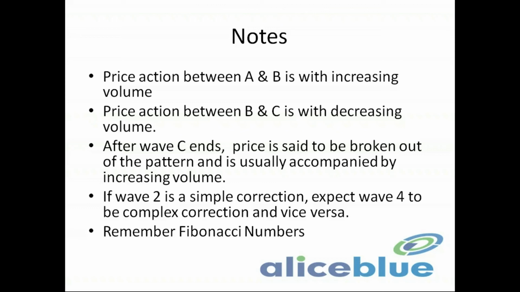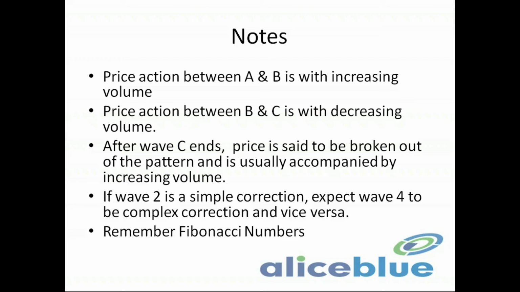But when the correcting B has stopped and C has started, then the volume would decrease because the participants are less and less inclined. So you know that it's a bear market, right? After wave C has ended, all the five impulsive and corrective waves are ended. This means the pattern has broken. Then a new pattern starts, right? With increasing volumes generally, right?